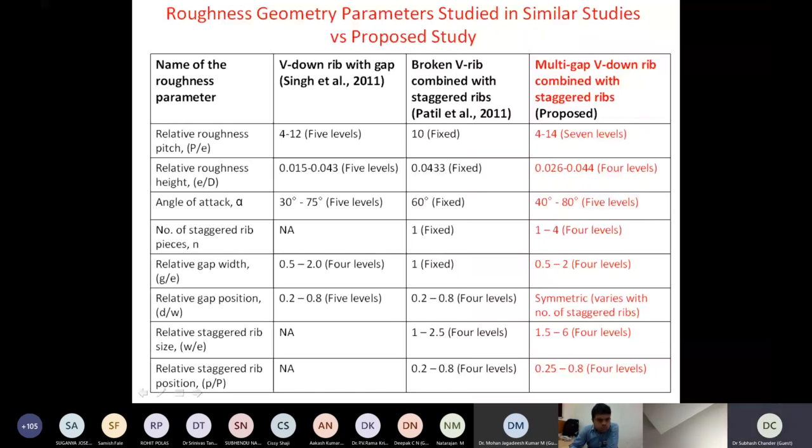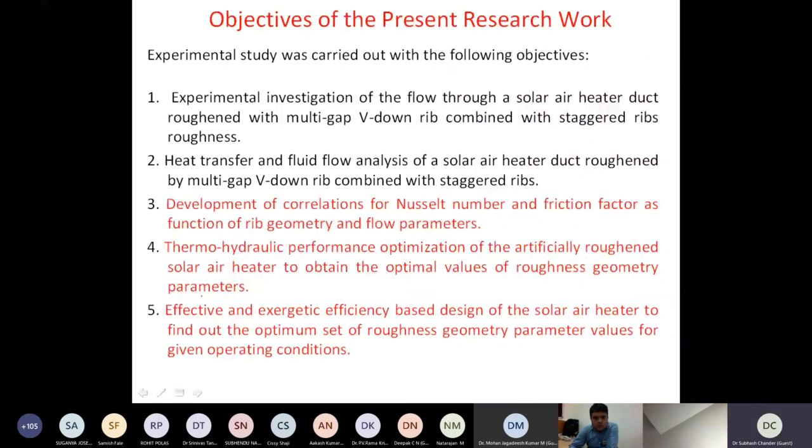There were many objectives associated with this study, but I'm going to discuss a few of them. We did an experimental study, and I will give you a layout of how this experimental study was conducted. With rib roughened multi-gap V-down rib combined with staggered ribs: heat transfer and fluid flow analysis of the solar air heater duct roughened with multi-gap V-down rib combined with staggered ribs. We did heat transfer analysis, but we did so many other things.